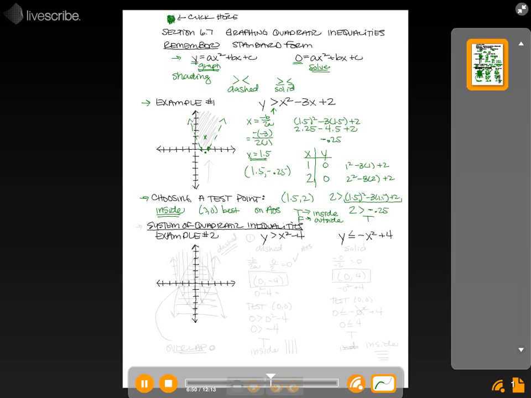So we're going to shade the inside of our parabola. And that would be the solution. This is actually the solution to the problem, the graph. Okay? All this other stuff helps you get the graph, but the solution is the graph itself.